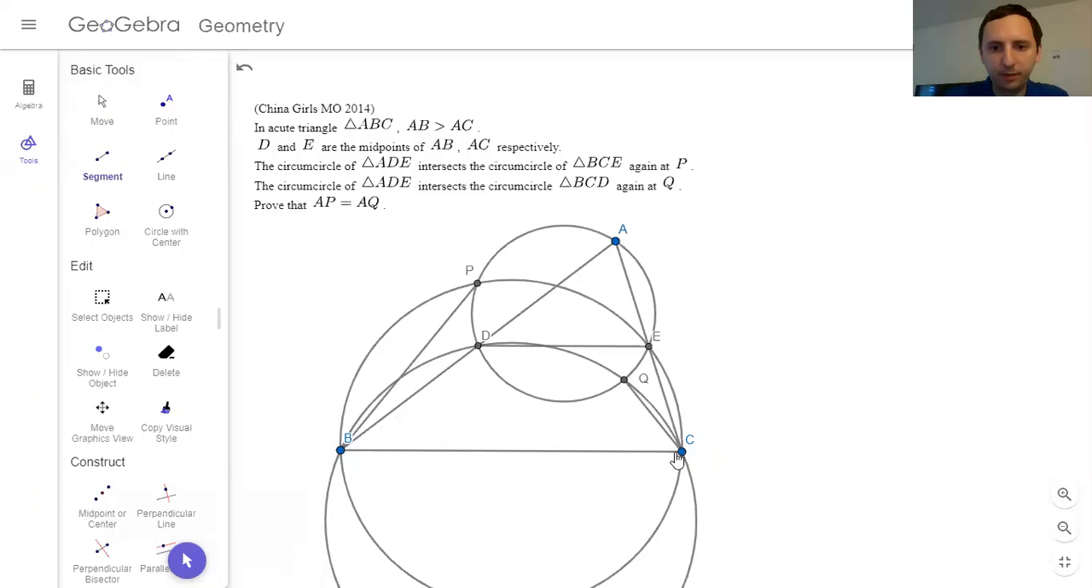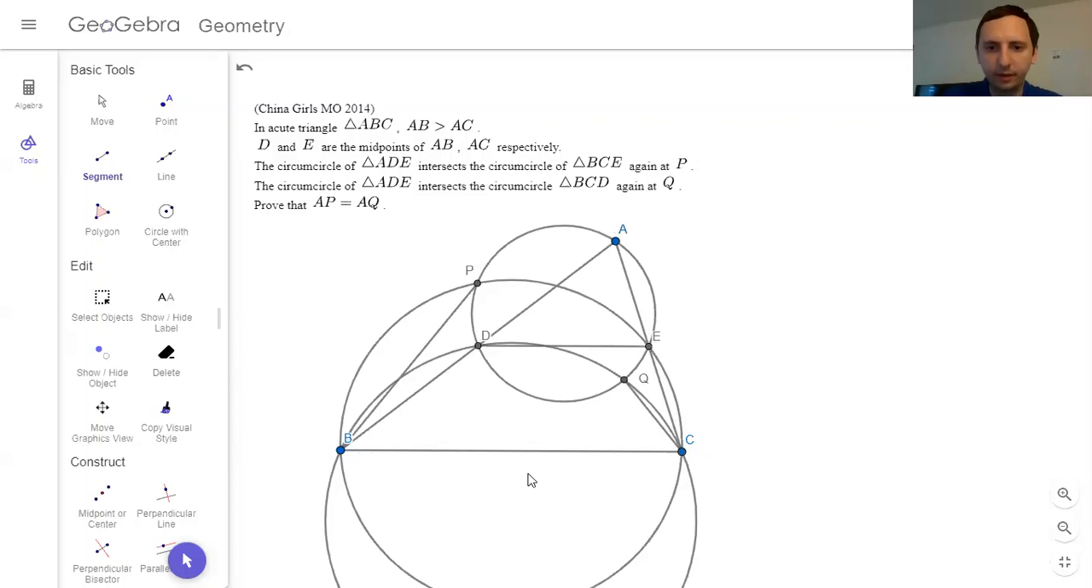Okay, and PBC is PBD plus DBC. And QCB is ACB minus ACQ. And ACB is AEB, and ABC is ADE. So I think that might help a little bit.